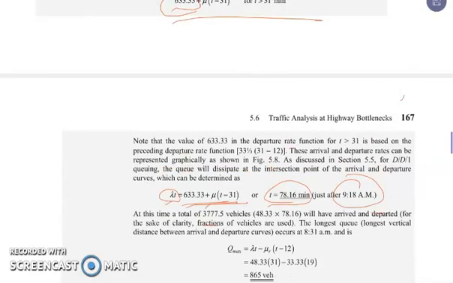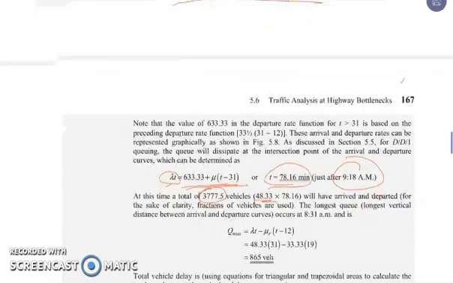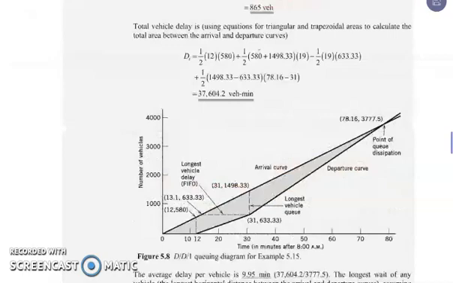So the total number of vehicles that arrived and departed is equivalent to our arrival rate, 48.33, multiplied by our t, which is 78.16. So the total number of vehicles that arrived and departed is equivalent to 3,777.5 vehicles. That is the number of vehicles that arrived and departed at 9:18 a.m.